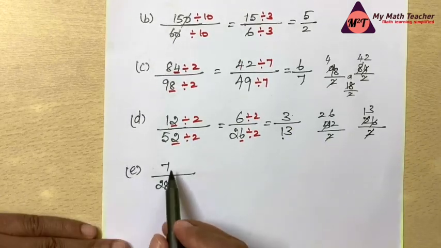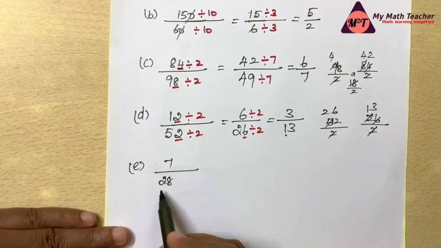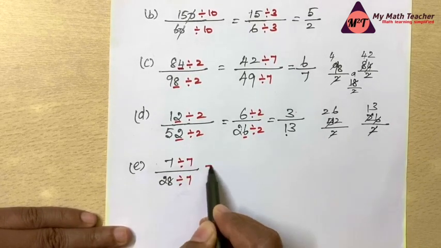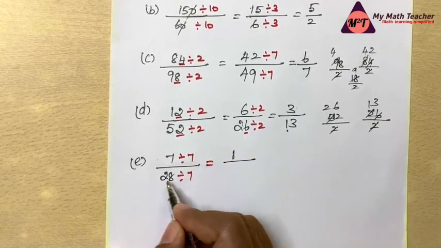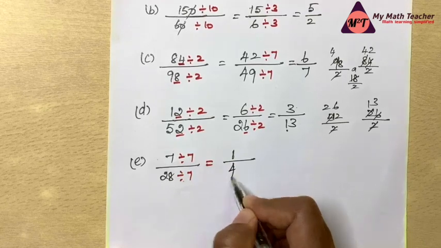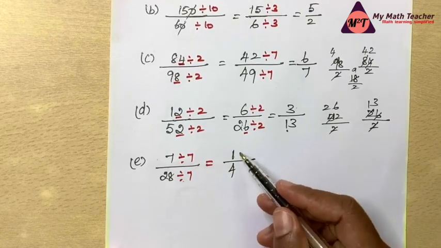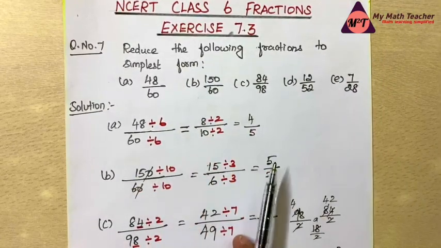The last subdivision, 7 divided by 28. This is very clear. You can divide both the numbers by 7. So think of the 7 table. 7 divided by 7 is 1 and 28 divided by 7 is 4. So this is the simplest form. You can't further simplify this. Answer is 1 by 4. This is how you have to reduce the fractions to the simplest form.